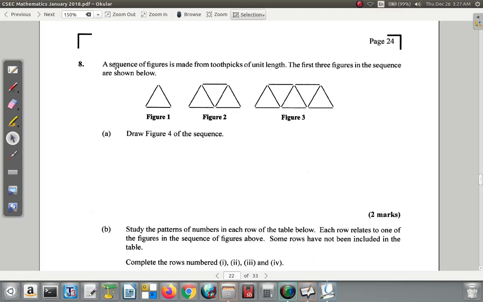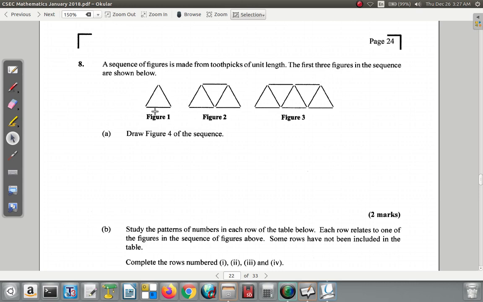Let's look at question 8, January 2018 CSEC Maths paper. It says a sequence of figures is made from toothpicks of unit length. Unit length means you don't specify a unit like inches, centimeters, meters, and so on, but whatever it is, it is one of that. The first three figures in the sequence are shown below.